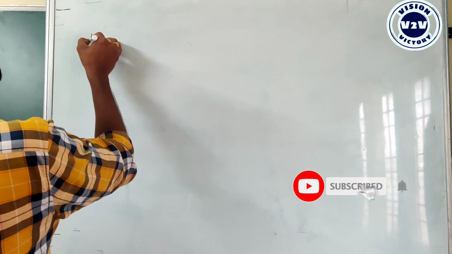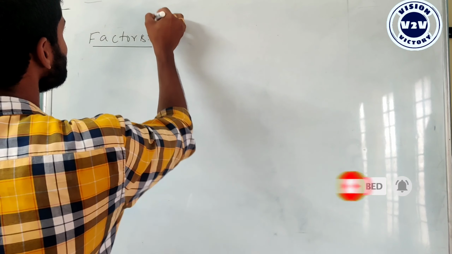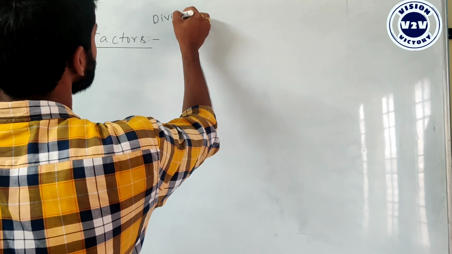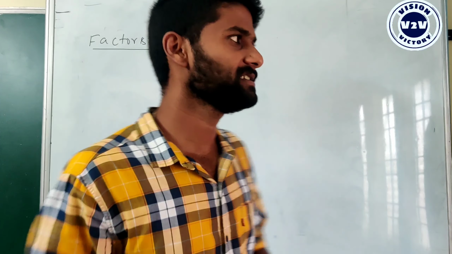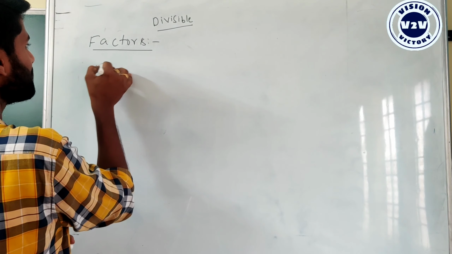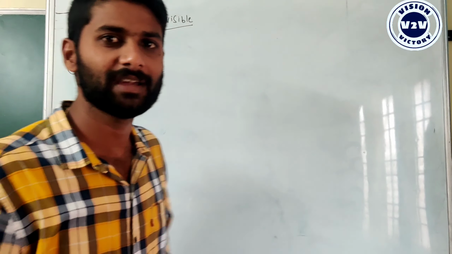Next topic in the number system, we are discussing factors. Factor means the number of divisors. The numbers that divide a given number exactly, I can call them factors. I'll go with one example. Just check it out. The factors of 120 mean the numbers that exactly divide 120.